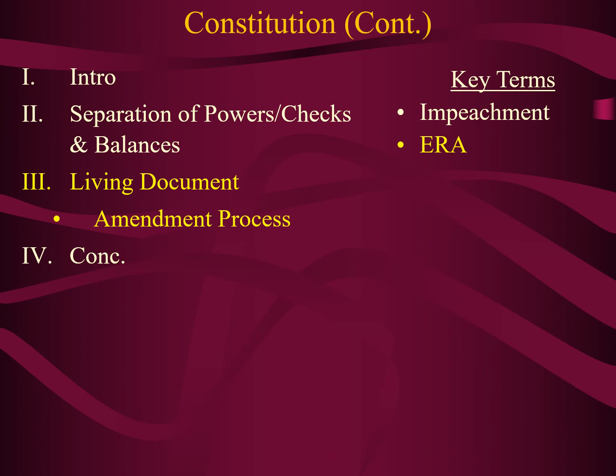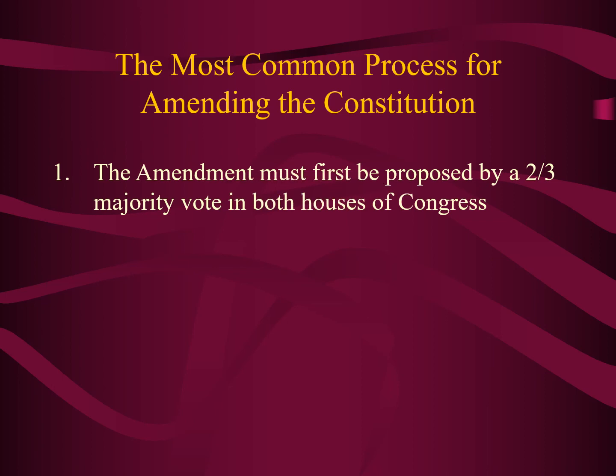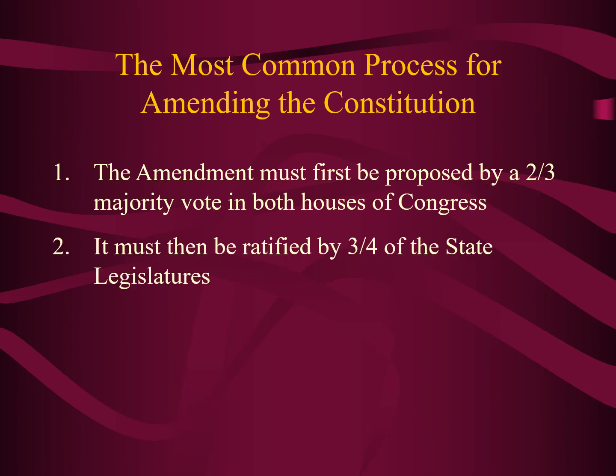Now that we've explored that system of separation of powers and checks and balances, I'd like to show how the Constitution is a living document through the amendment process. The Constitution is a living document because it can be changed and has been changed several times in its history. There's a two-step process that's been used most often. The first step is the proposal. A two-thirds majority vote is needed in both the House and the Senate. Once it's been approved, then it's sent to each of the states. It must be ratified by 3/4 of the state legislatures to become part of the Constitution.